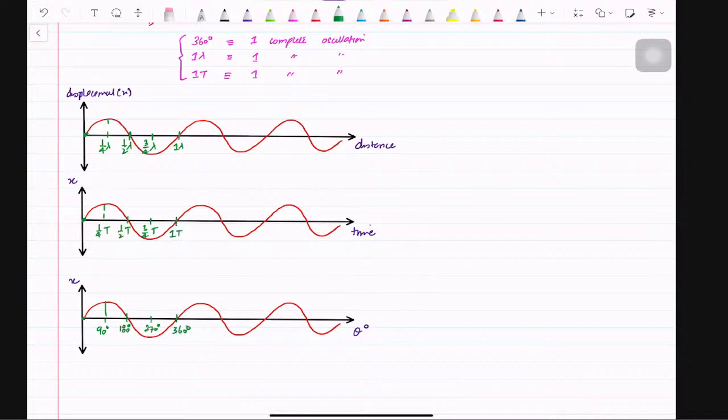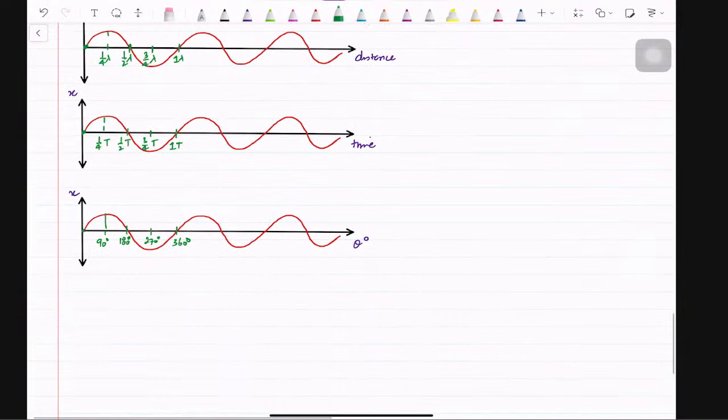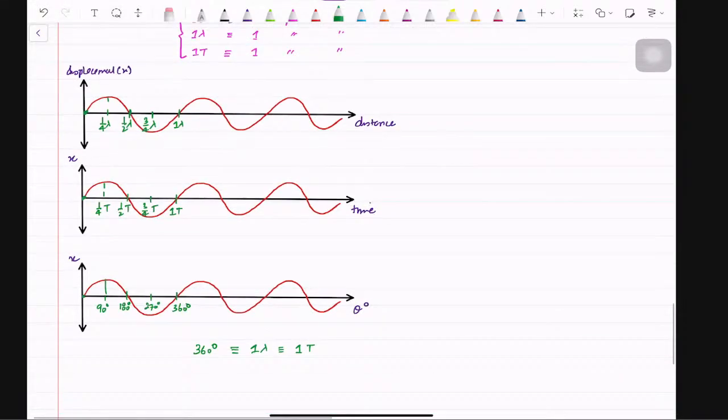So what we can achieve from this is that 360 degrees is equivalent to a lambda and a time period. Okay, do you guys understand this? Because all of them are happening at the same time, that's all.